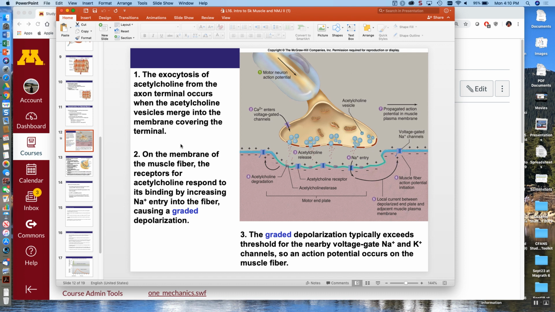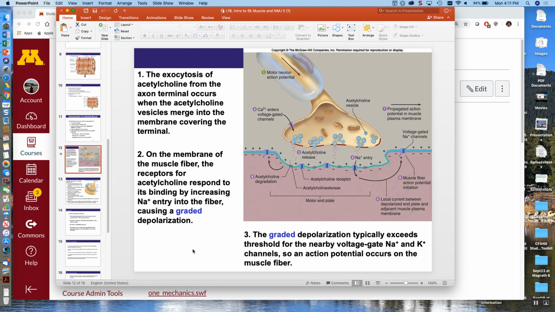Yep. All right, so we're going to start with the motor neuron and what happens with the motor neuron. I want to make sure that everybody remembers the differences between graded potentials and action potentials because it applies to these excitable cells. Muscles are excitable cells too, so they have both as well. All right, so I'm going to blow this up.